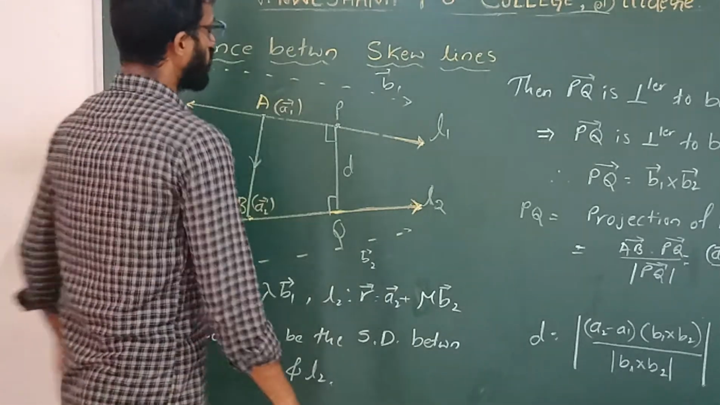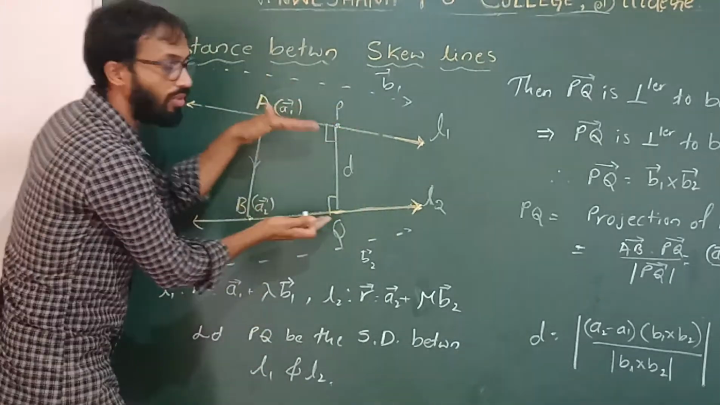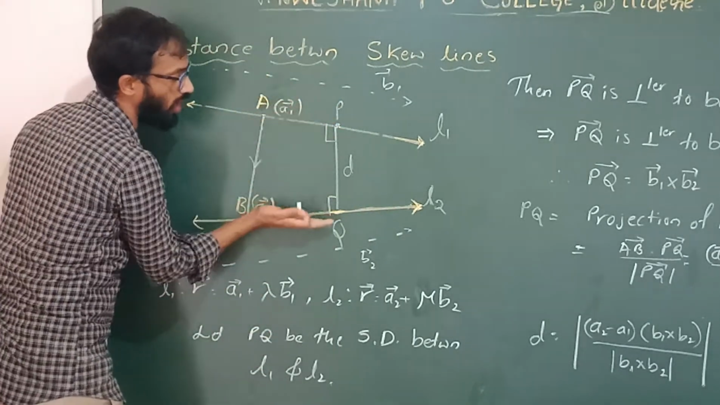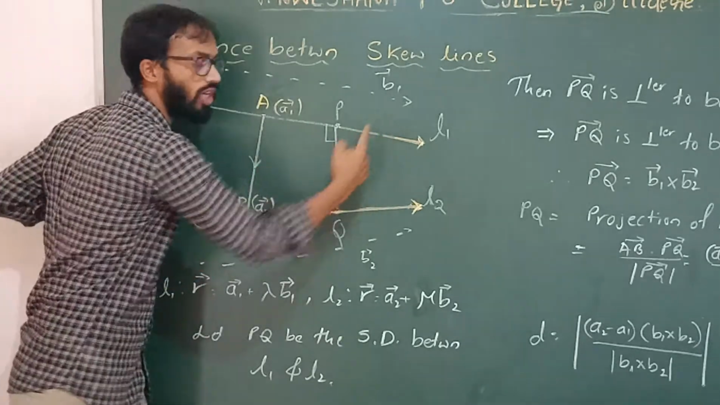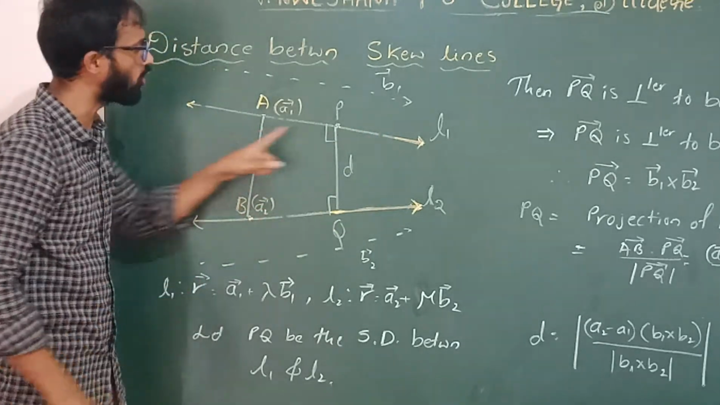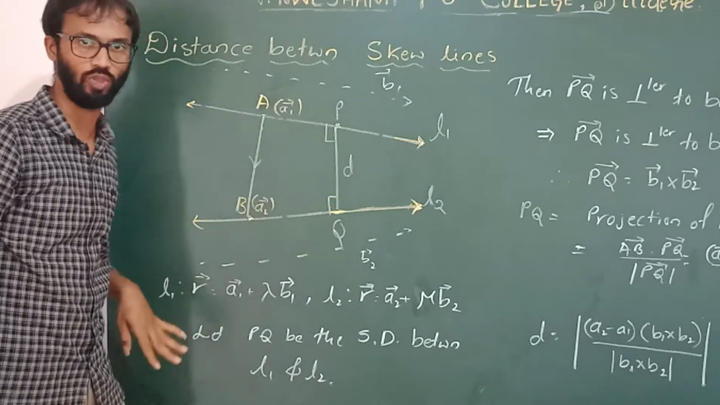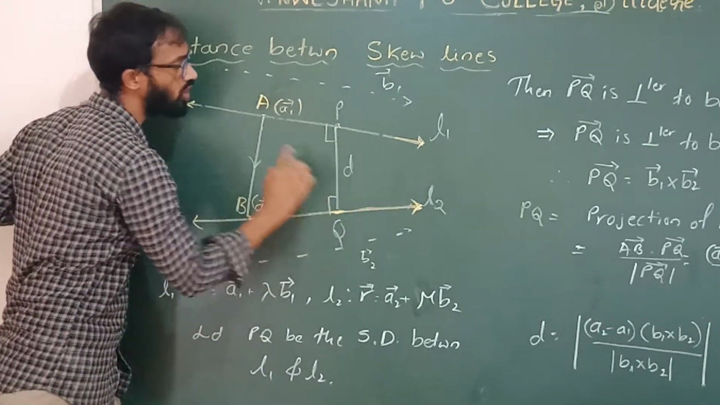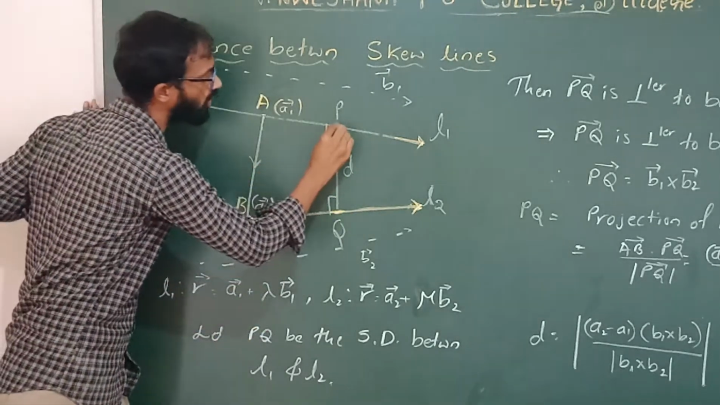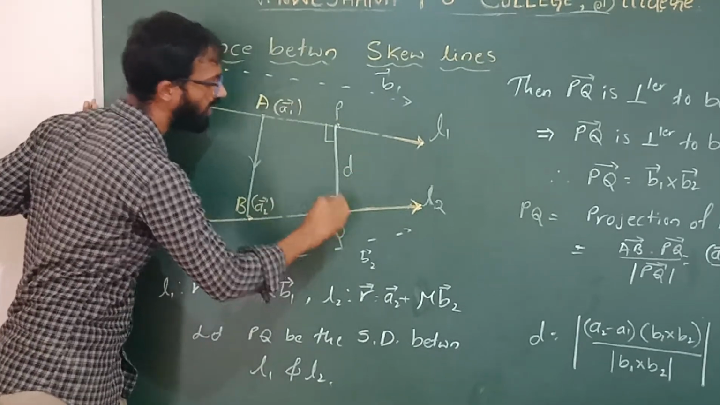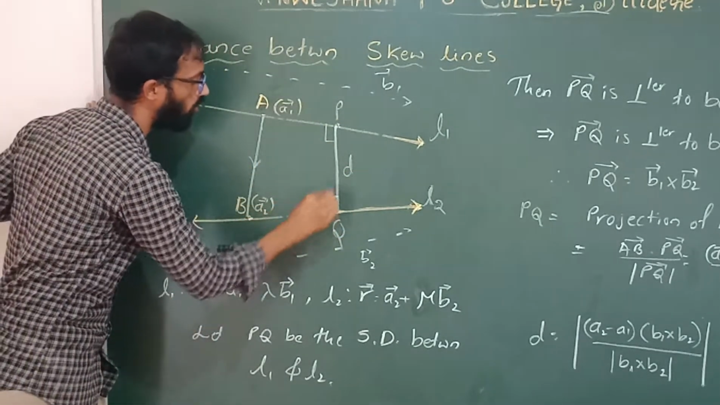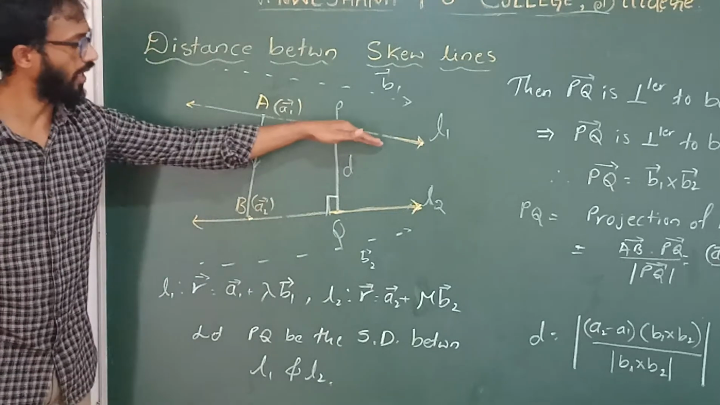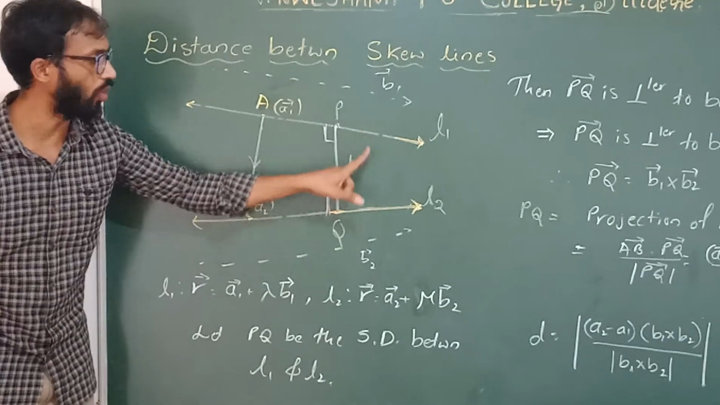Okay, so now I need to find the shortest distance between L1 and L2. Let me take two points P and Q on L1 and L2. The shortest distance between L1 and L2 is nothing but PQ. Correct? PQ is perpendicular to both L1 and L2.